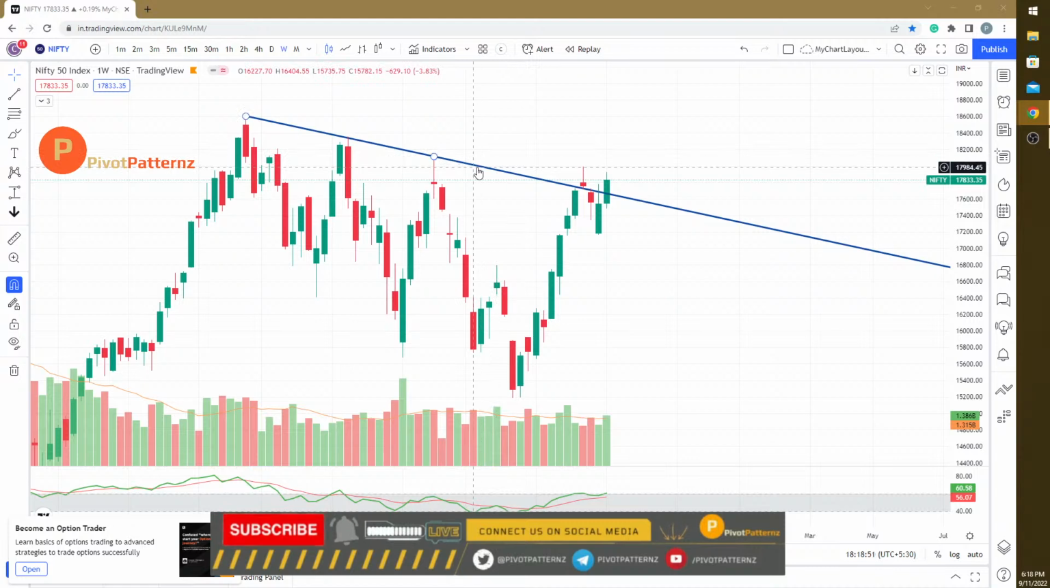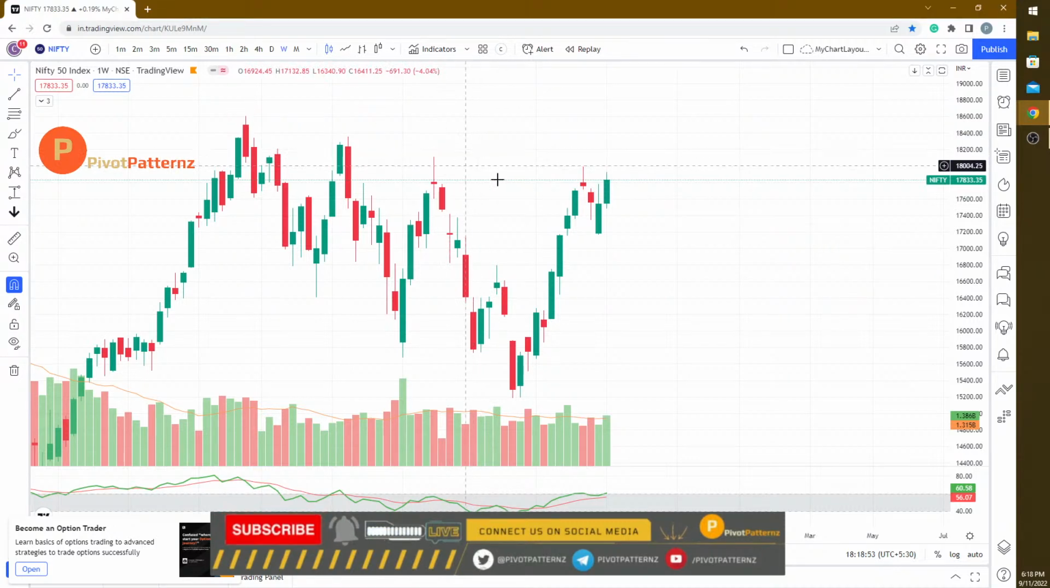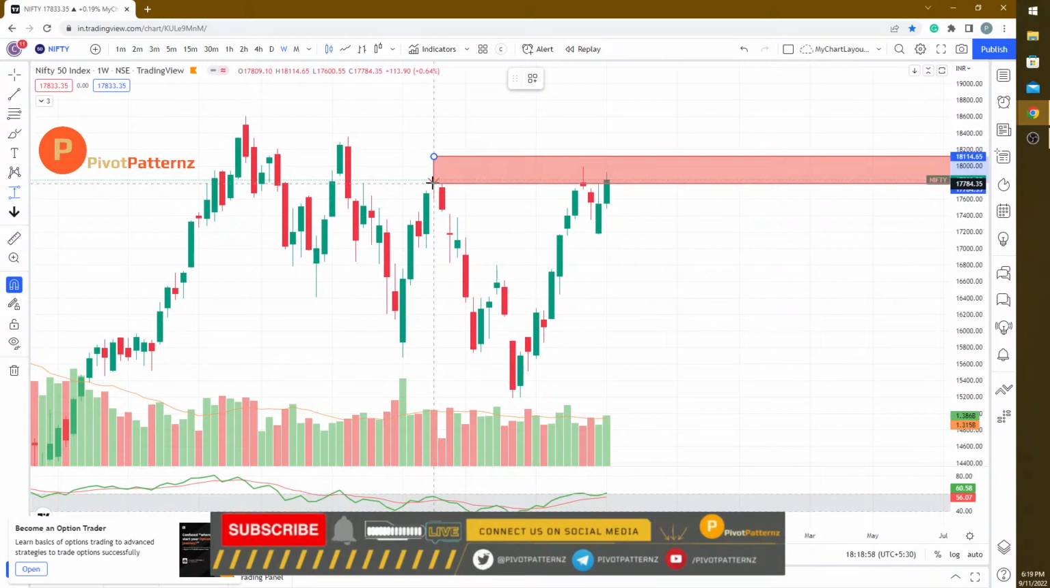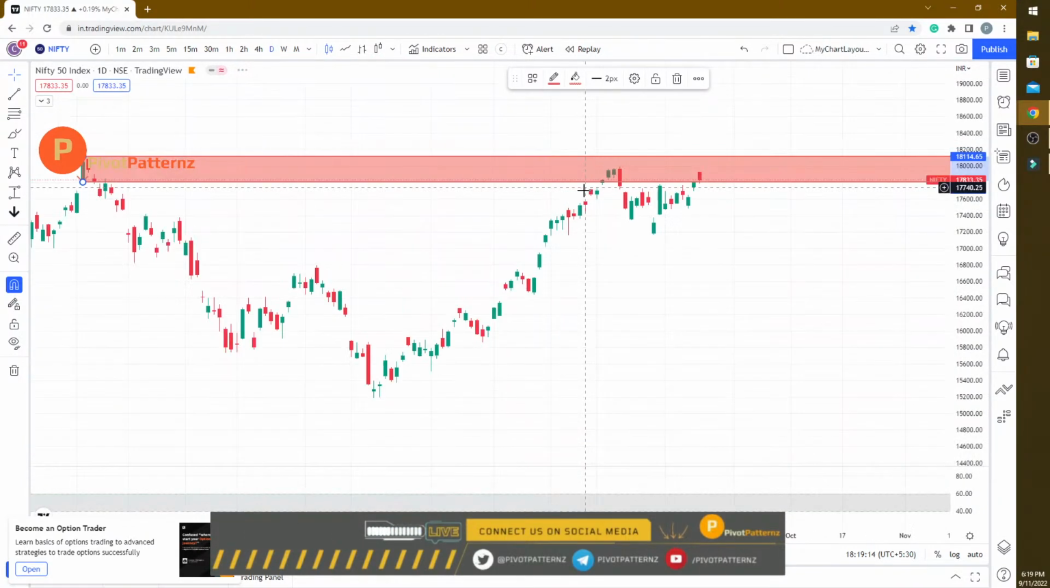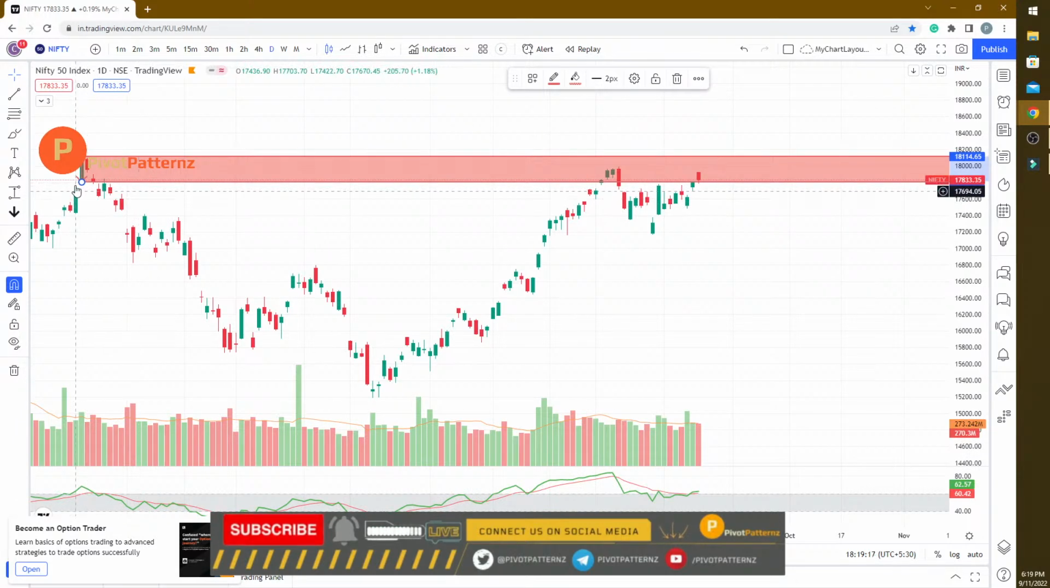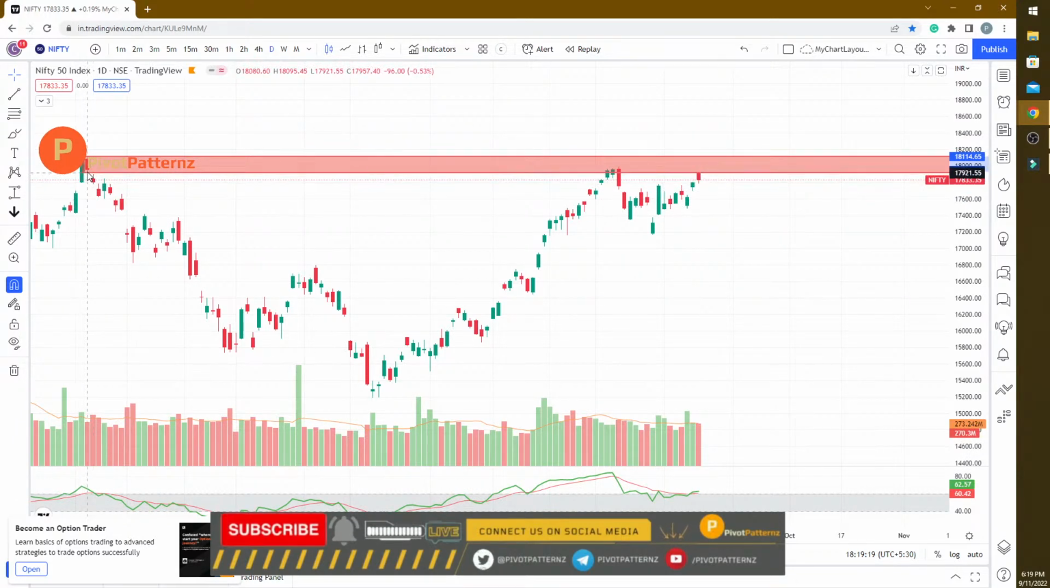So what would be our potential levels which I see on the Nifty weekly chart? Let's draw the supply zone first. There is a supply kind of a zone here, and Nifty has approached that supply. I've mentioned time and again 17,900. Before that, let's go to the weekly. Yes, this is one supply zone which has already been respected by Nifty.